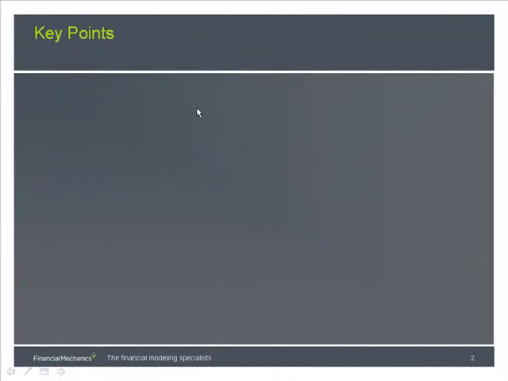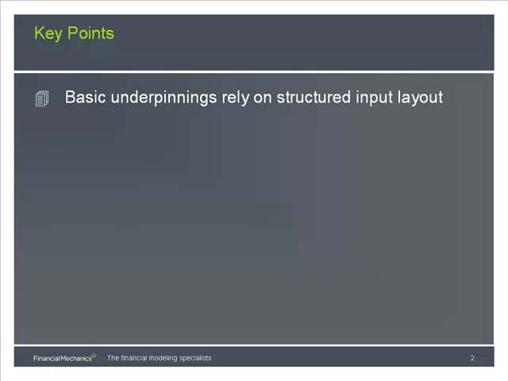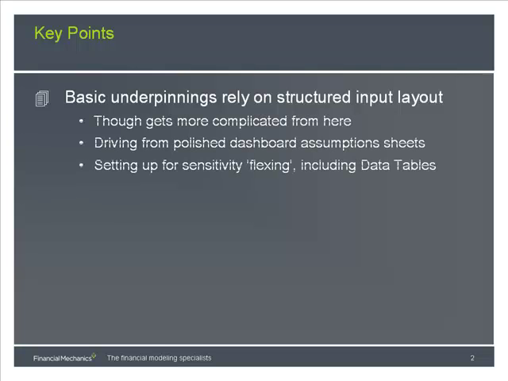And with that, I suppose I'd wrap up by just listing what I feel are the key points. First off, it is pretty clear that the basic underpinnings necessary for this relied on a structured input layout. This can get more complicated. Other things start to emerge with models, including being able to drive your inputs from what I called here polished dashboards, nice, presentable, user-friendly, printable assumption sheets, and also setting up for sensitivity flexing, including driving things from data tables to get a wide range of things. The index and match functions were used in combination, although not nested together in this particular example, but the yin and yang of the index and match I think were used to good effect.